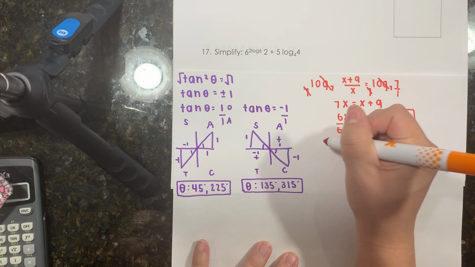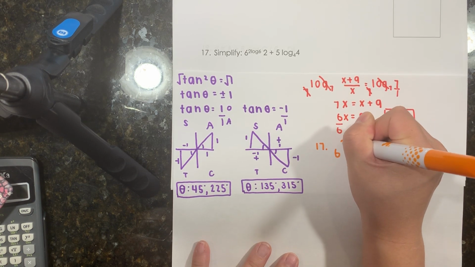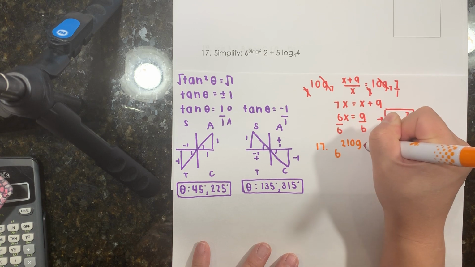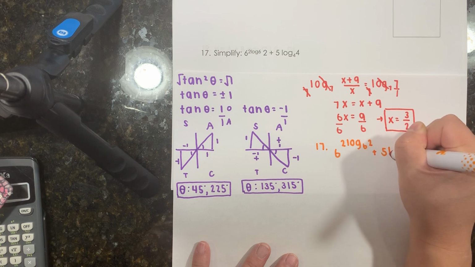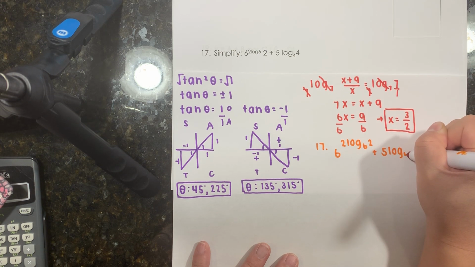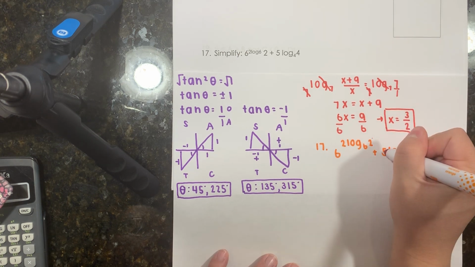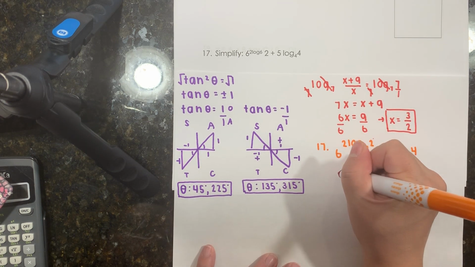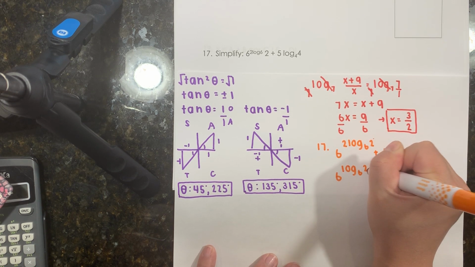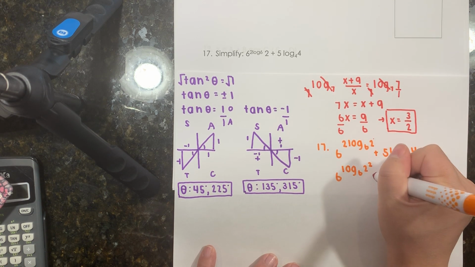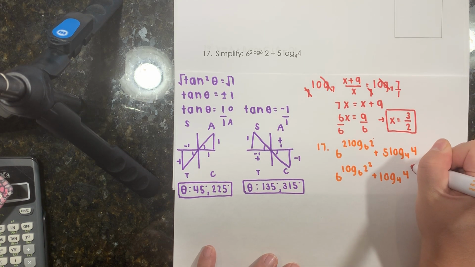Yeah. So for number 17, I actually have 6 to the 2 log base 6 of 2 plus 5 log base 4 of 4. So this 2 is going to become the exponent of the 2. This 5 is going to become the exponent of the 4. So really I have 6 to the log base 6 of 2 squared plus log base 4 of 4 to the 5th.